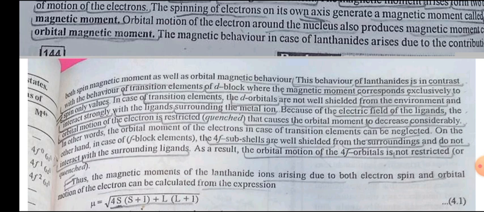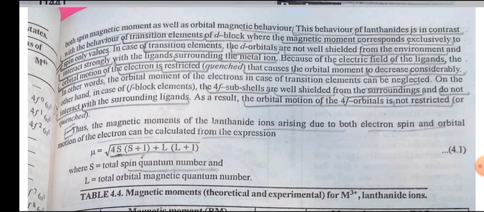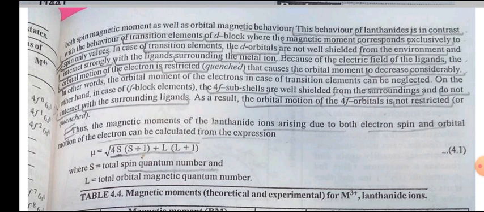That causes the orbital movement to decrease considerably. In other words, the orbital movement of the electrons in the case of transition elements can be neglected. On the other hand, in the case of the 4f subshell, the electrons are well shielded from the surrounding and do not interact with the surrounding ligands. As a result, the orbital motion of the 4f orbitals is not restricted or quenched.